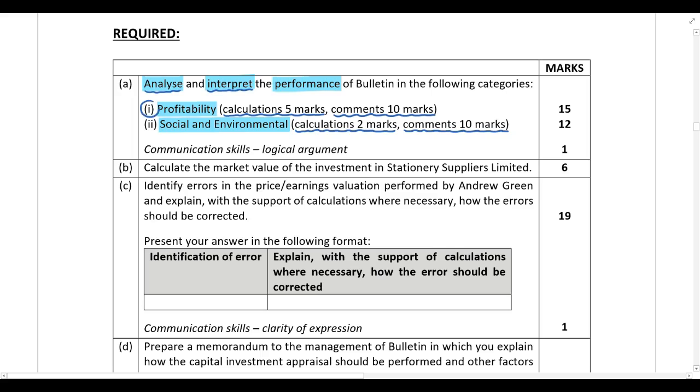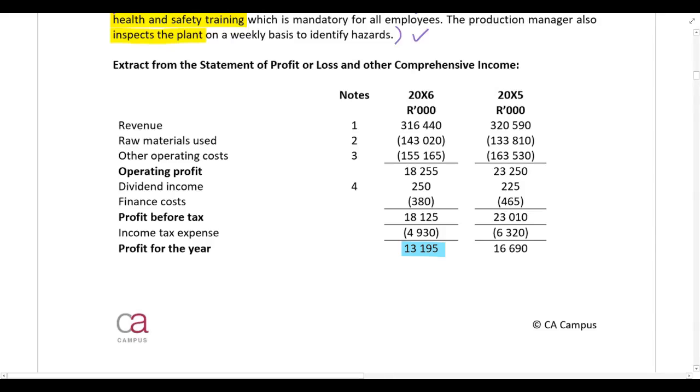Let's start with profitability. So firstly, what profitability ratios are you going to calculate? Go back to the information provided in the scenario and always use that to help you decide on which ratios you should be calculating. So we were given an extract from the statement of profit or loss and other comprehensive income. So first we have revenue. Now guys, you can always calculate a movement in revenue so that we can determine whether revenue has improved or deteriorated from the prior year to the current year. So we'll definitely calculate a movement in revenue.